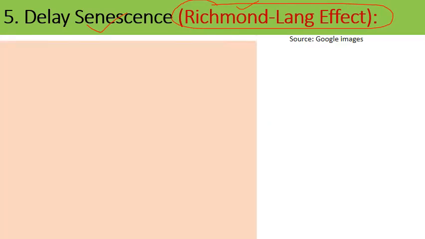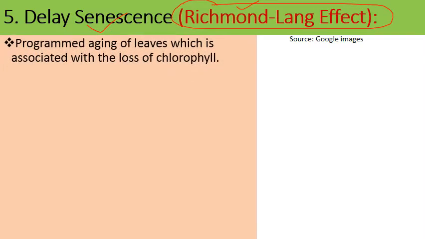Next important function of cytokinin is prevention of senescence, that is abscission, and this is commonly known as the Richmond-Lang effect. When we put an excised leaf in the cytokinin solution, it delays the yellowing of the leaf, and that delayed yellowing of leaf is known as the Richmond-Lang effect. So cytokinin helps in delaying senescence. What is senescence? Senescence is programmed aging of leaves, which is associated with loss of chlorophyll.